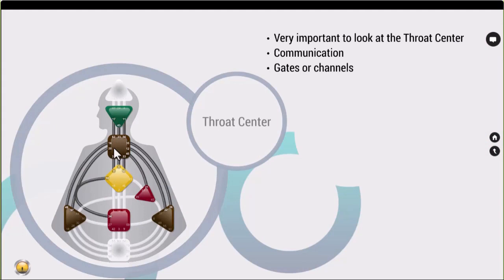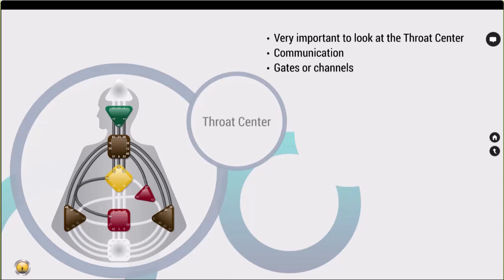This is very important. Your gates or channels that are there in the throat center are critical, key, core components of who you are. So when you're looking at a design, it's important to see the value relative to this throat center definition or lack thereof. All roads in this body graph lead to the throat. Just like all roads lead to Rome, the throat center is Rome. So this is the hub of manifestation, metamorphosis.